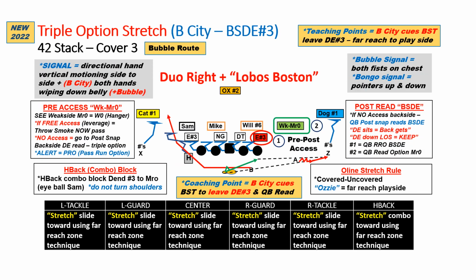Next, we're going to get into our triple option stretch, which is what we call our B cities, where we read the backside defensive end. We're running stretch zone to the left with the back as the ball carrier. The quarterback, though, when we add B city as a suffix, will read that defensive end. If he sits, the back will just get it. If he chases down the line, then the quarterback's going to take it out the back door, turn this into triple option, reading then Mr. Zero for a keep or a bubble.